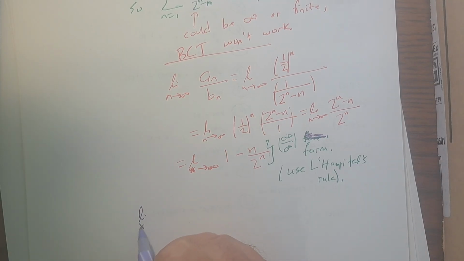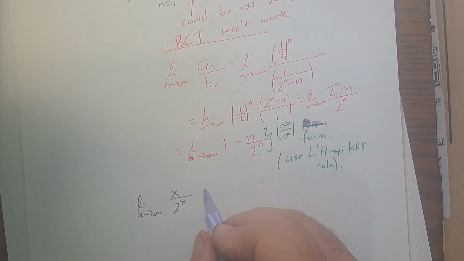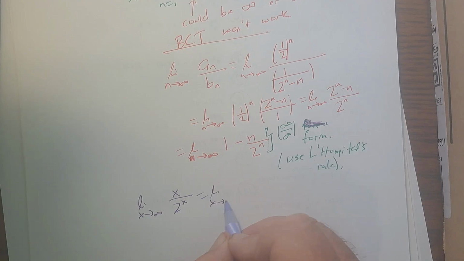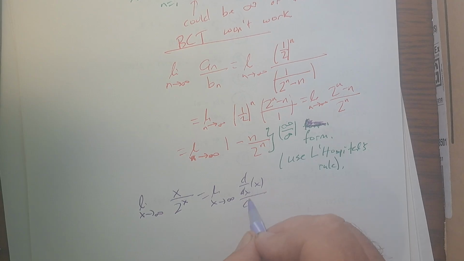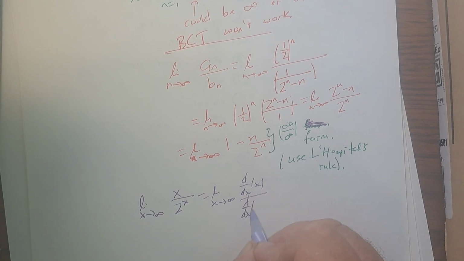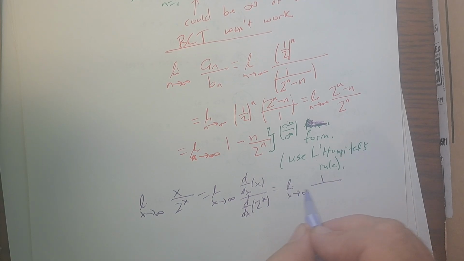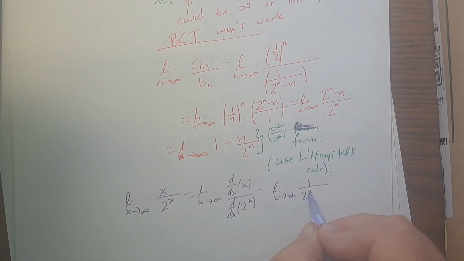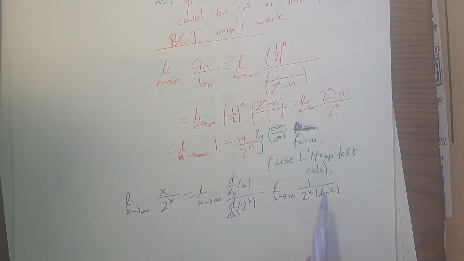So we're going to take the limit as x goes to infinity of x over 2 to the x. And because it's infinity over infinity form, L'Hopital's rule says that I can instead take the derivative of the top and the derivative of the bottom. Now the derivative of x is 1, and the derivative of 2 to the x is 2 to the x times the natural log of 2. 1 is 1, natural log of 2 is natural log of 2, they're just numbers.